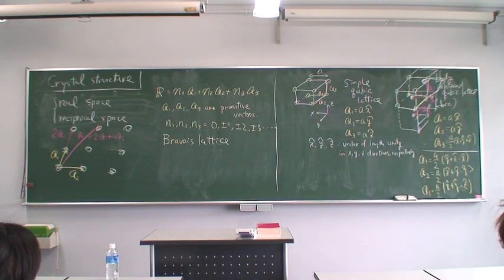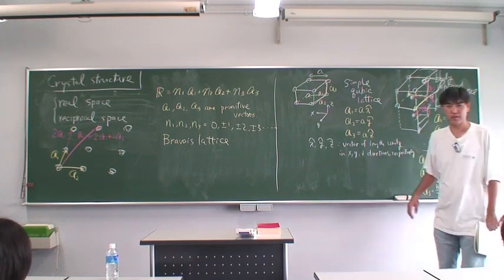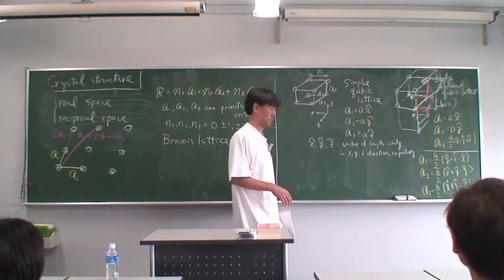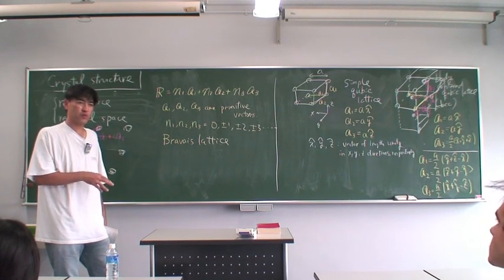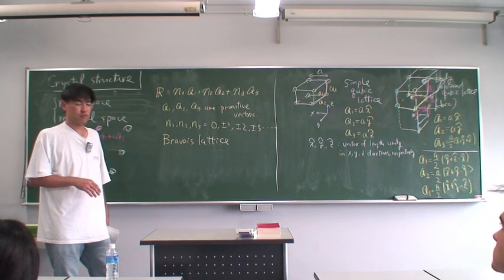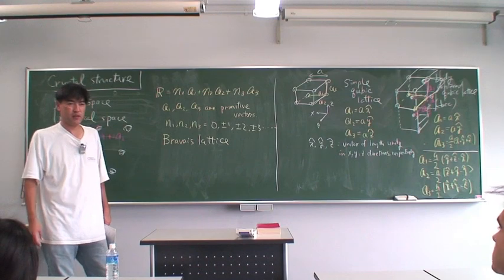So this way you can see A1, A2, A3 have the same symmetry, the same equations, but different components. So it is easier for you to use this one in the calculation of the reciprocal lattice that you are going to perform shortly.